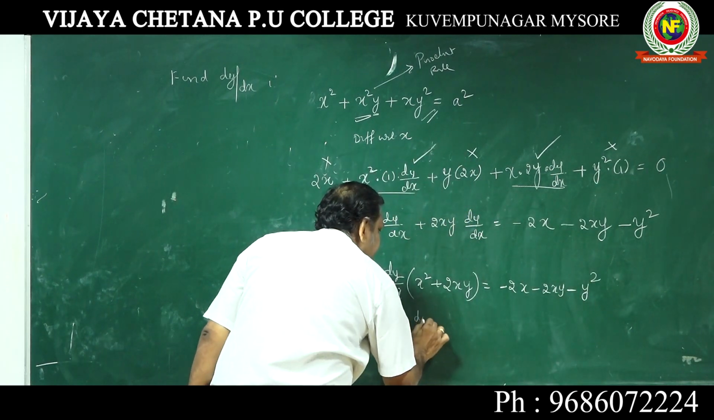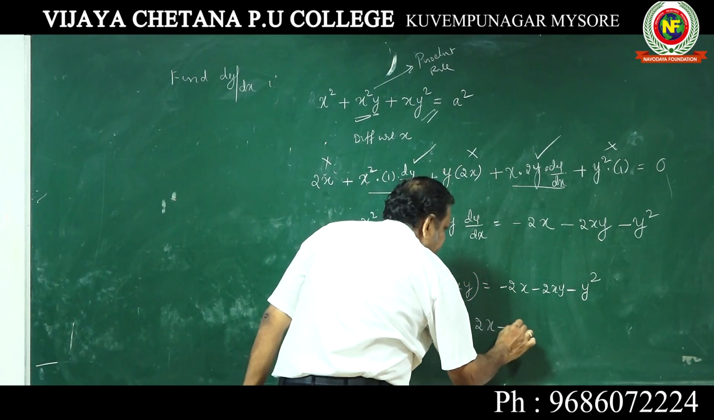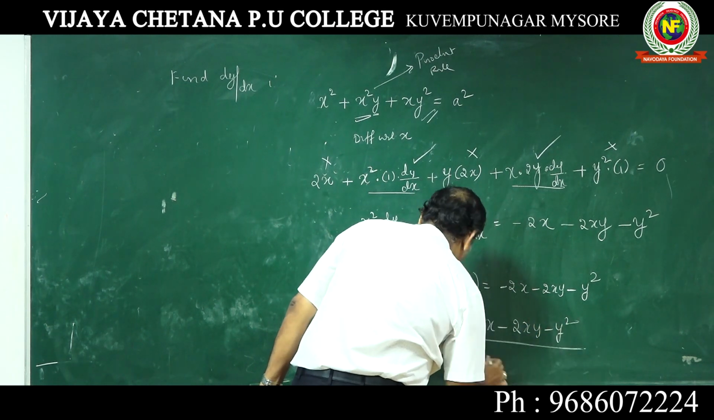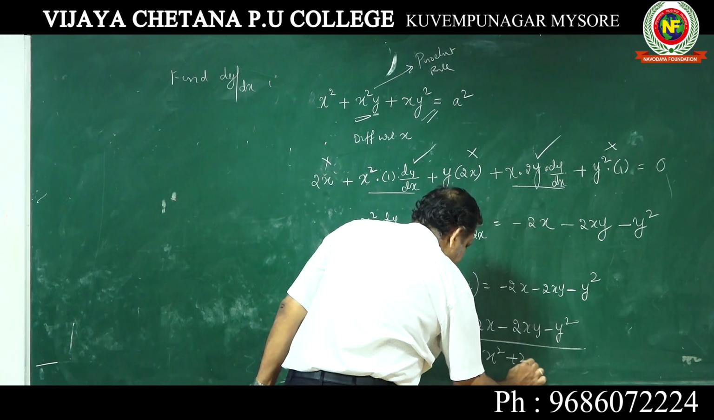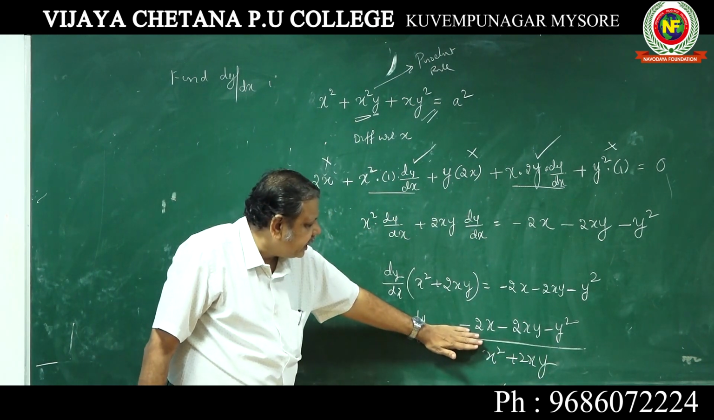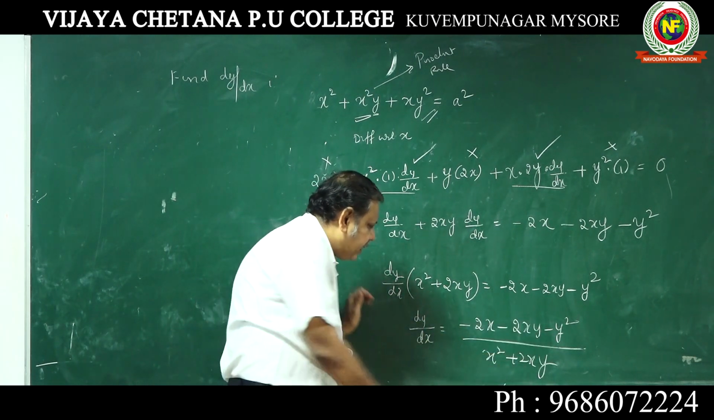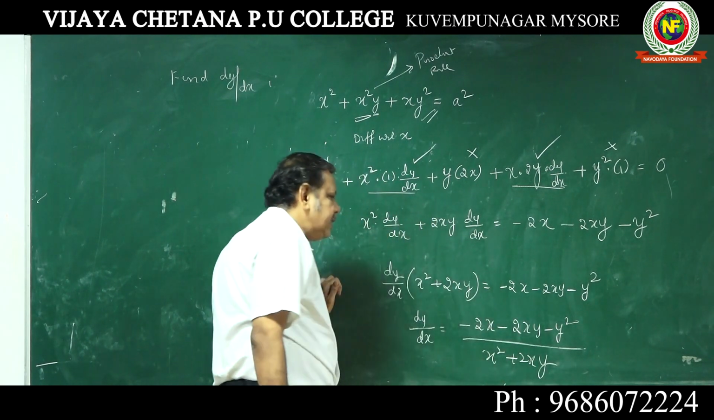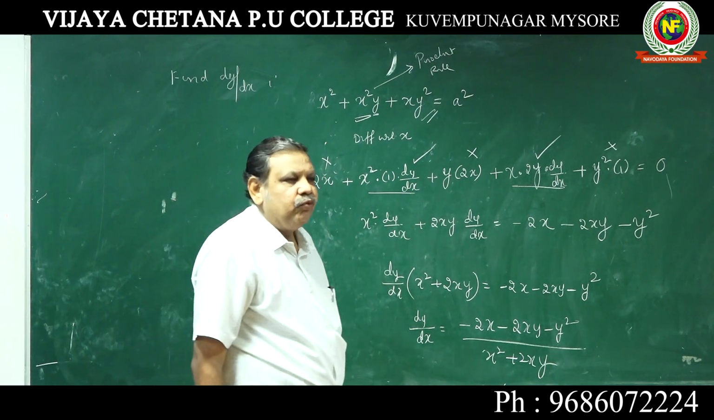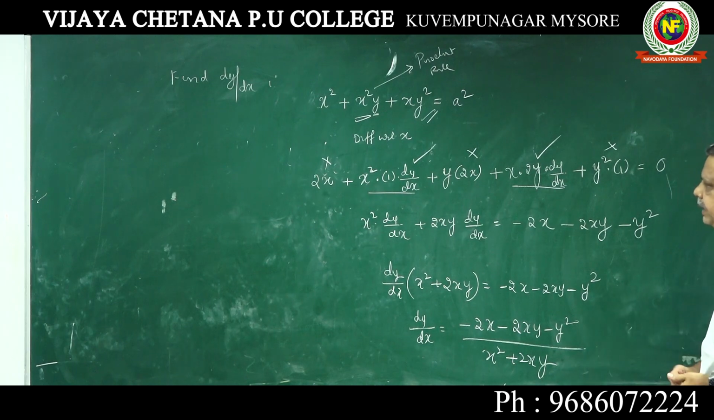Or it is dy by dx is equal to minus 2x minus 2xy minus y square divided by x square plus 2xy. This is x square plus 2xy. If you want, you can remove minus outside. Keep it 2x plus 2xy plus y square by x square plus 2xy. Don't cancel this x, y or something like this. Don't exhibit your ignorance. Keep the answer as it is. If you want, you can remove minus sign outside and keep the answer.